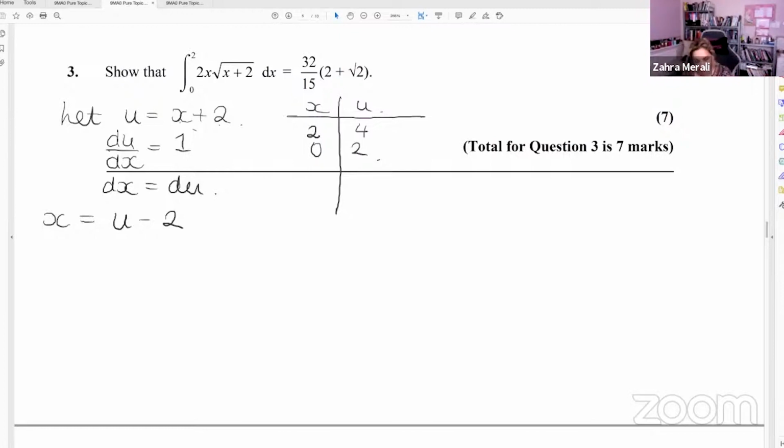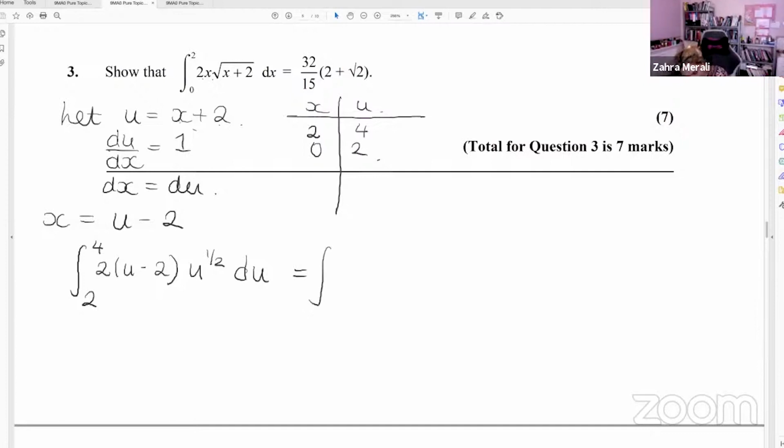So now I can plug it all in. Instead of 2, I'm going to write 4. Instead of 0, I'm going to write 2. Instead of 2x, I'm going to write 2(u minus 2). And then root x plus 2 will be u to the power of a half. And instead of dx, I can write du. Right, now I can open that out.